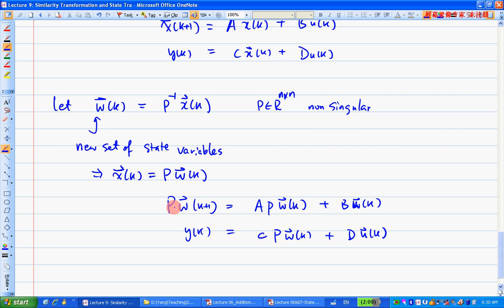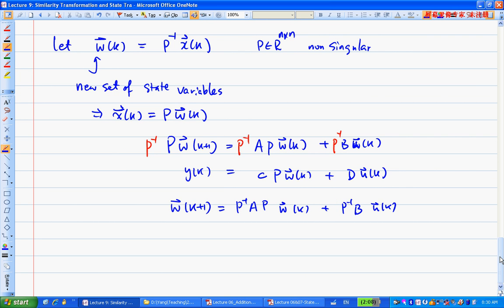Coming from here, this is P here, and I multiply P inverse on both sides. Then the first equation becomes W of k plus 1 equal to P inverse A P W of k plus P inverse B u of k. So now, if you look at these two equations, you have a brand new state space equation, a state space model.